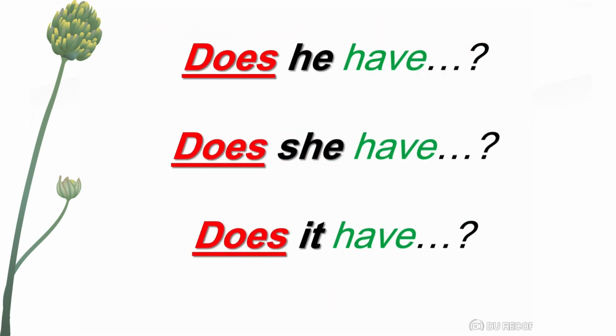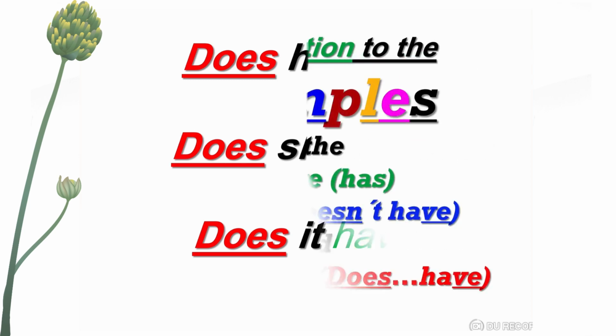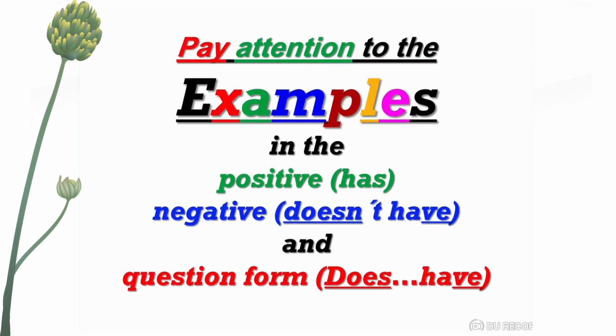Does he have? If you write does he has, it's not correct. Does she has, does it has, not correct. When we have does, we use have. Does he have? Does she have? Does it have? Let's see more examples. Pay attention to the examples. In the positive we have has. Negative, doesn't have. Question, does subject have. So this is the rule. We are going to see these in real examples.